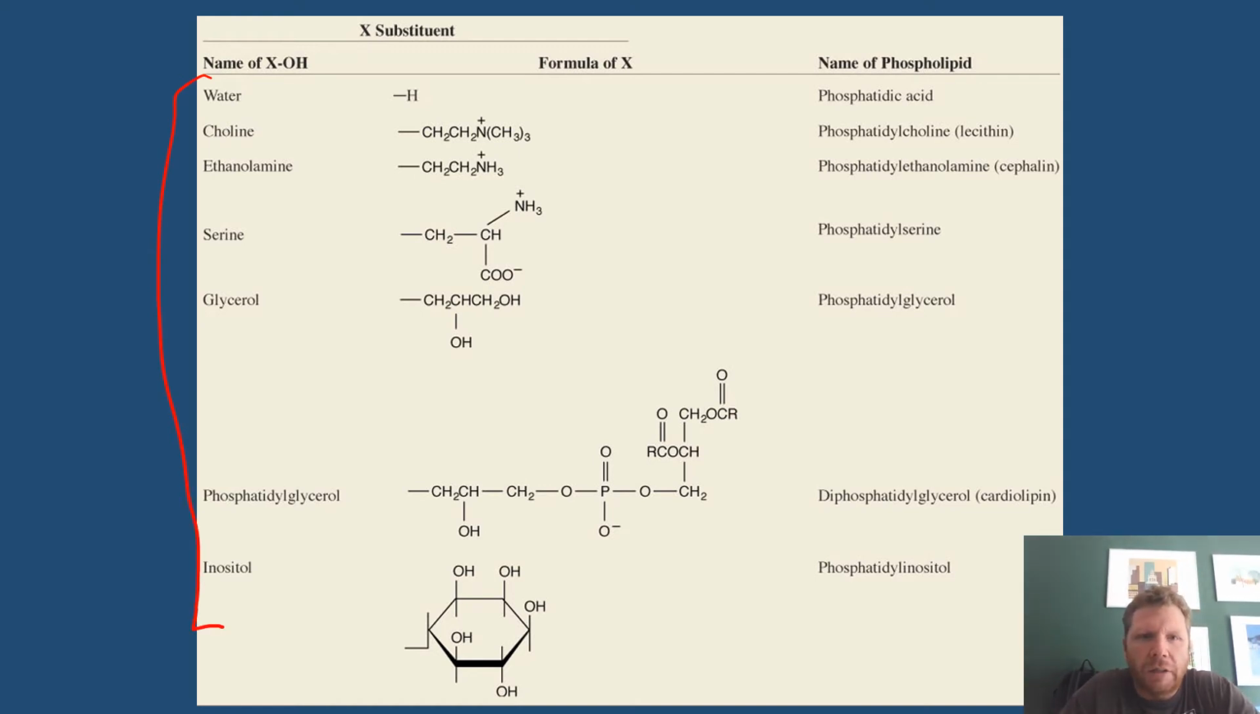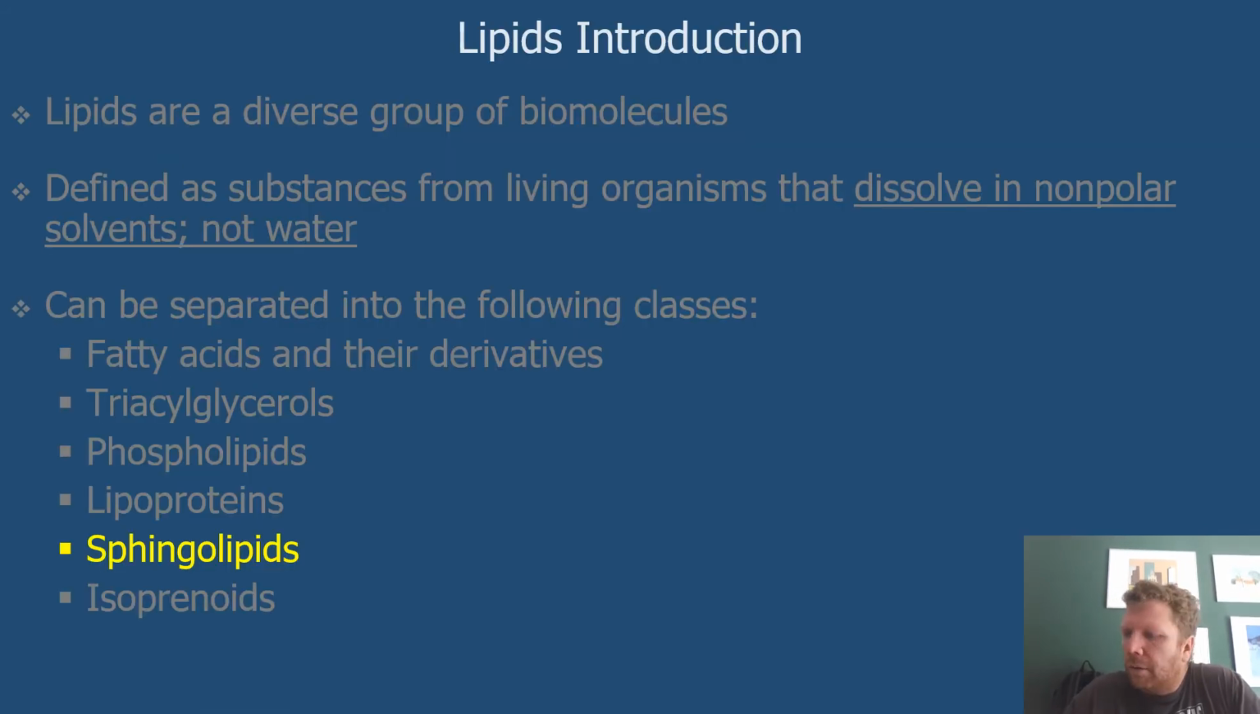Water, choline, ethanolamine, serine, glycerol, phosphatidylglycerol, or inositol. All of these are modifications that can be added to that molecule. Now, as you can see, they're quite a bit different from one another. They can be huge or they can be kind of small. In the case of, well, choline or water, it's a small group, whereas phosphatidylglycerol or inositol is absolutely massive. Now, those are all used as kind of signaling molecules and communication between cells, so they all do serve different purposes.